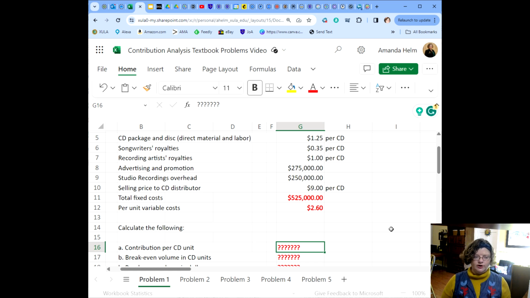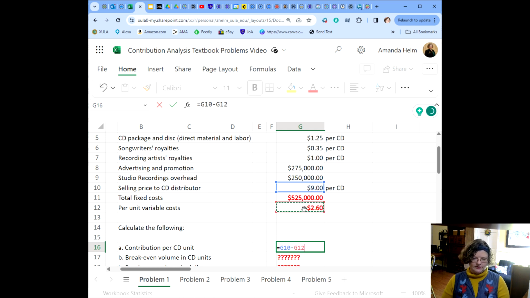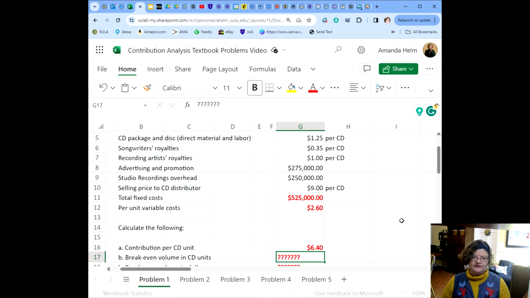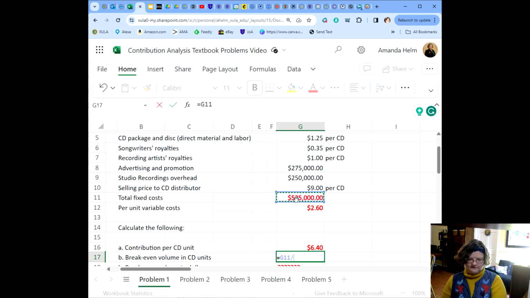So my contribution per unit is going to be my per unit selling price minus my per unit variable cost that I summed up here, $6.40. So to break even, remember when we break even, our goal is to cover our fixed cost. So my problem is going to be my financial goal on top divided by my per unit contribution. So to set that up in Excel, where we don't have the line that we're drawing in our fraction, I'm going to set it up as my total fixed cost up here divided by my per unit contribution.